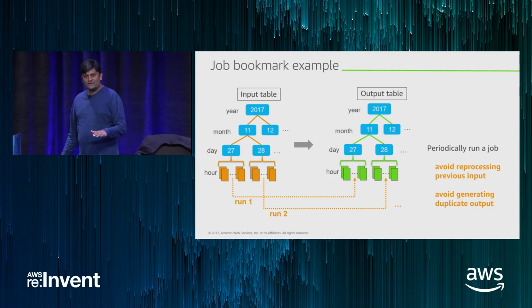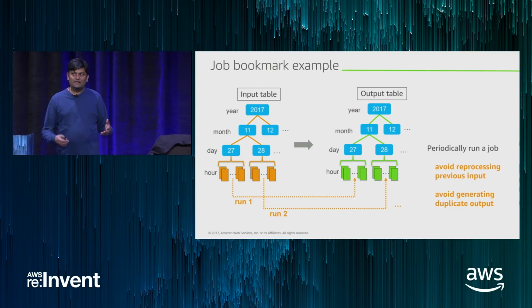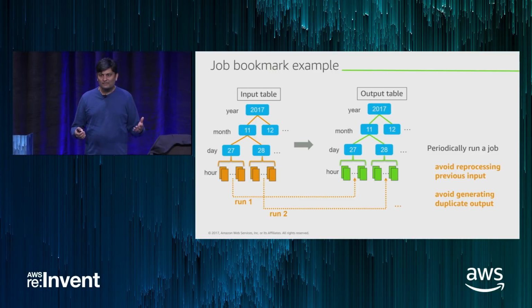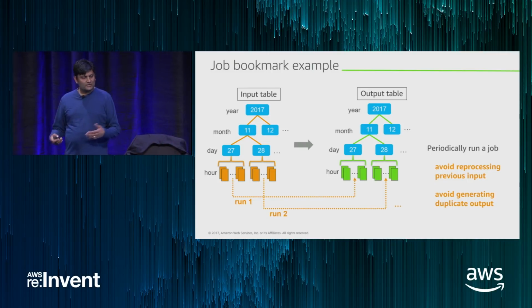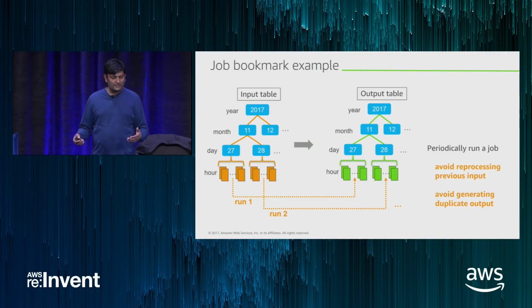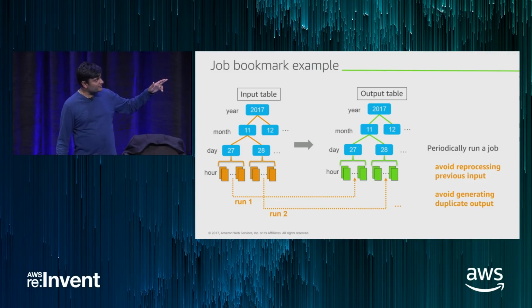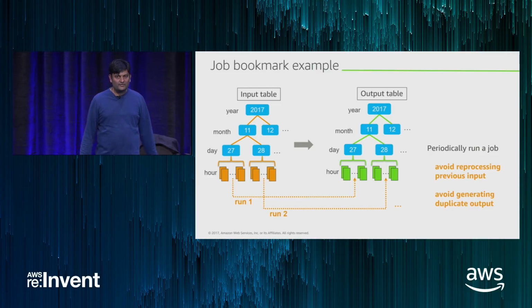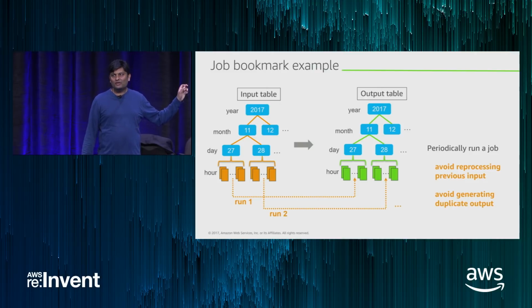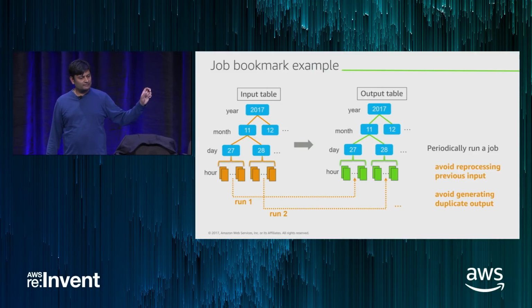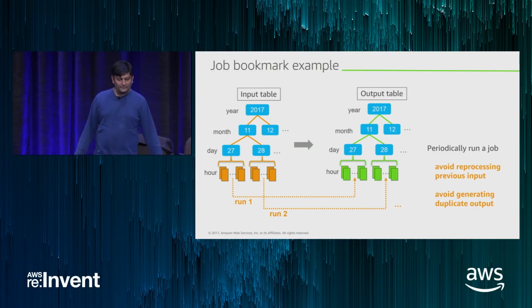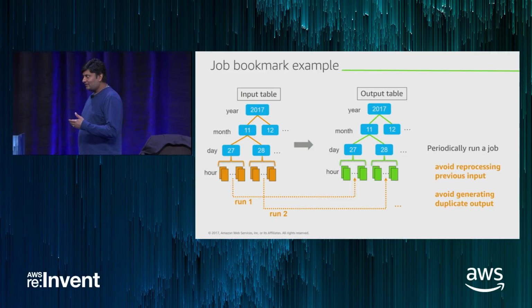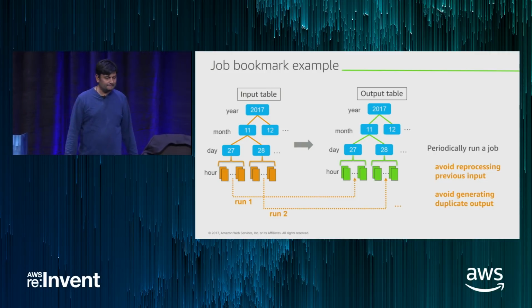Now I want to switch gears a little bit and talk about bookmarks. Remember I said that there are these things called job bookmarks that let the script, when you're running from one iteration to the next, remember what happened? That's what a job bookmark is. If you're trying to periodically run a job, for example, you want to process one day's worth of data at a time. You don't want to reprocess all the input just to be able to process the next day's worth of data, right? You want to remember what you processed so that the next day you can process just the new stuff. More importantly, you don't want to duplicate the output over and over again.